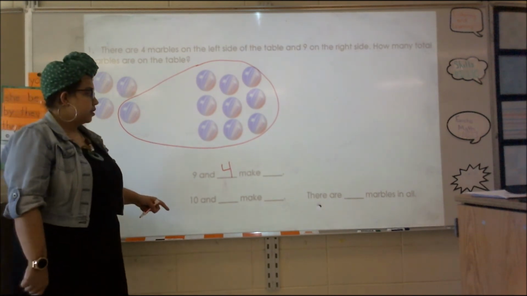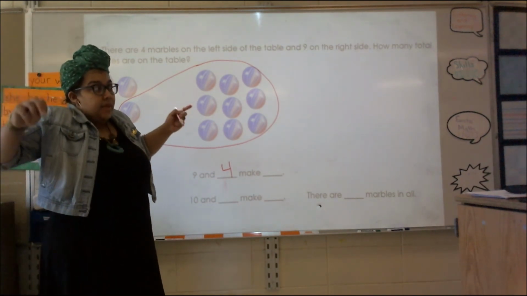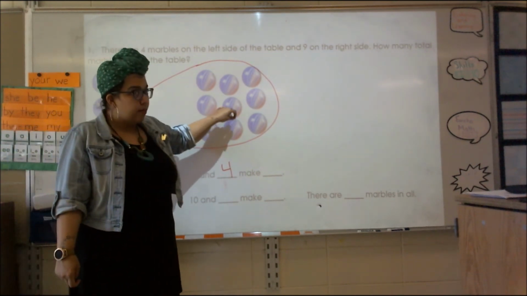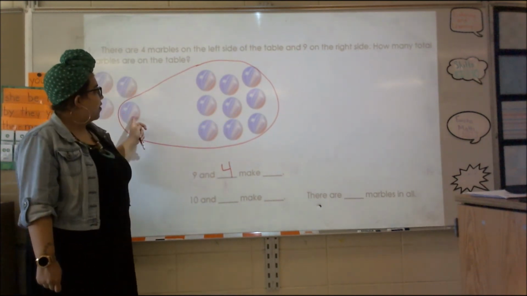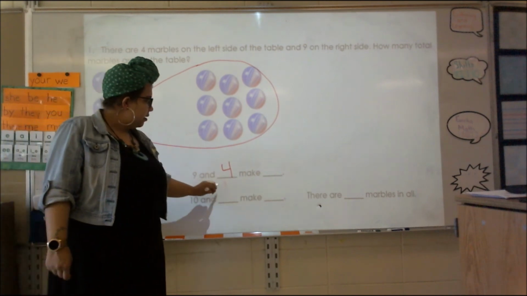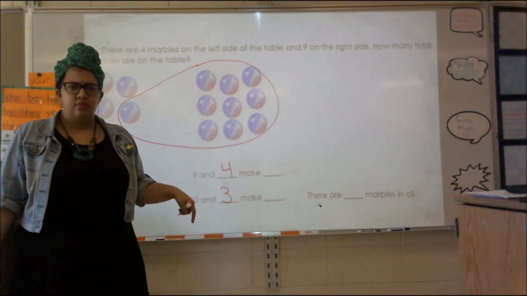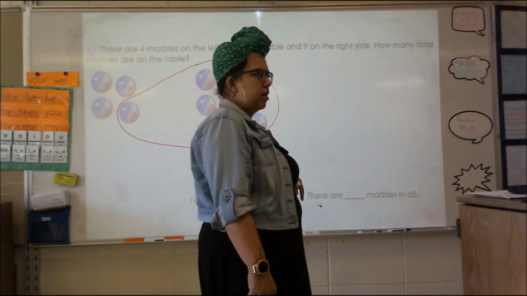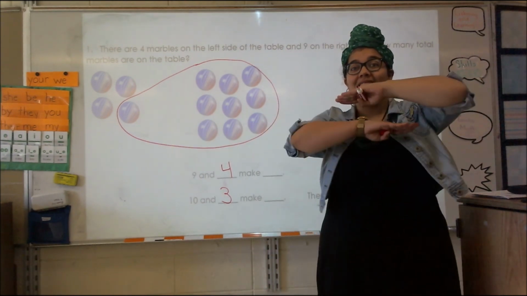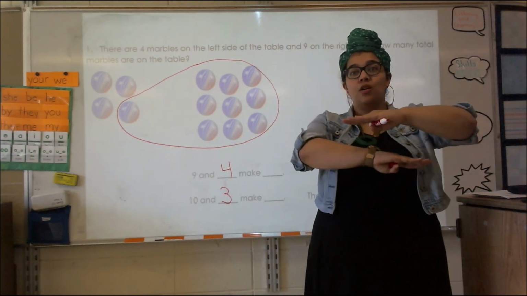3 marbles. So if 9 and 4 make, and we move the marble over for counting, we know that 10 and 3, did I draw more marbles? Did I get more marbles? No. So they should be exactly the same. They should be equal to one another.